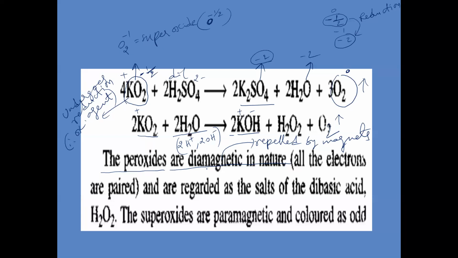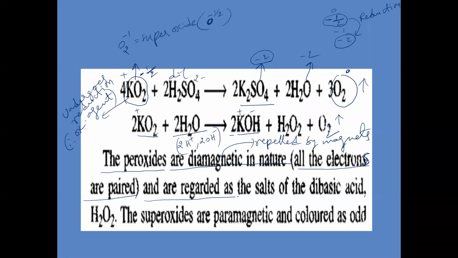So the peroxides are what? Diamagnetic in nature. That is, all the electrons are paired. All the electrons in peroxides are paired. There are no unpaired electrons. As there are no unpaired electrons, it will be diamagnetic in nature.